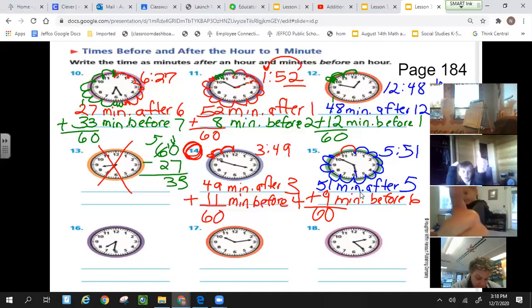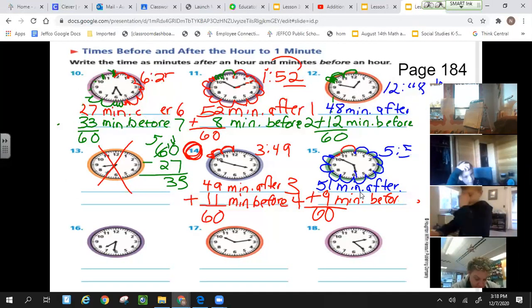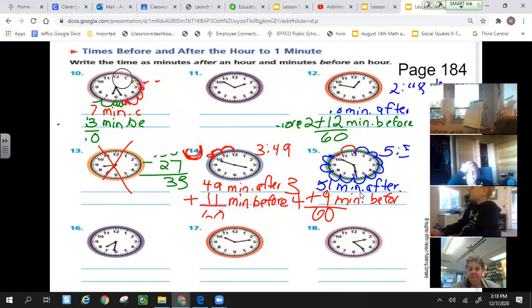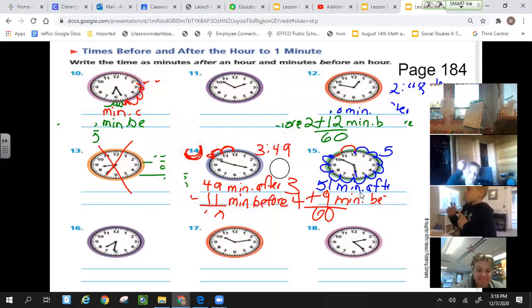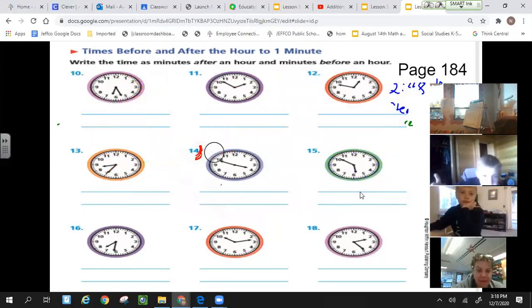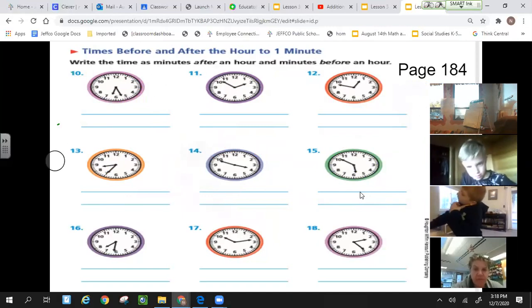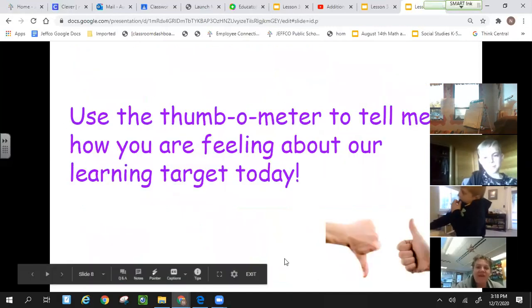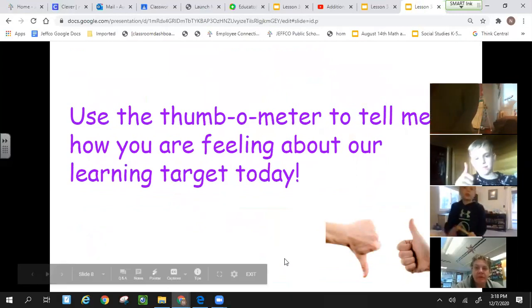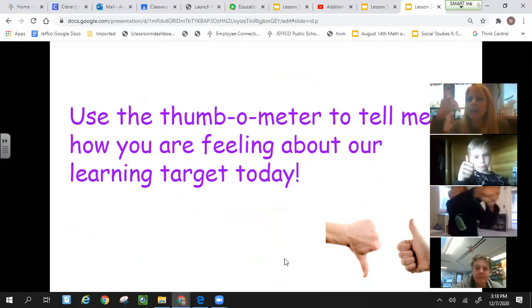Awesome. So now you guys know how to tell time digitally just by looking at it, how to tell it before the hour and after the hour. That is impressive. Okay, so I want to see the thermometer on our learning target today. We asked you to be able to tell time before and after the hour. How do you feel about it?